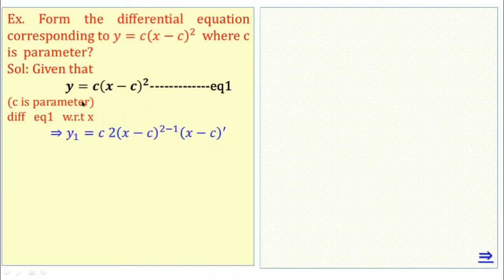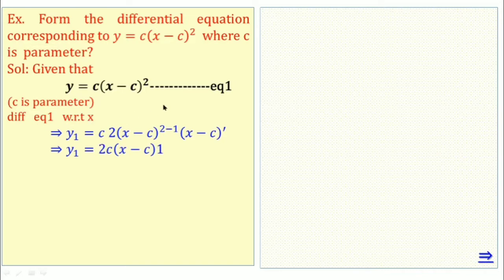So we get differentiation of y as y1. y1 means dy by dx is equal to differentiation of this term. c is a constant. This one is in the form x power n. If we differentiate x power n, we get n into x power n minus 1, and (x minus c) dash according to the chain rule. So we get the differentiation of this expression with respect to x like this.